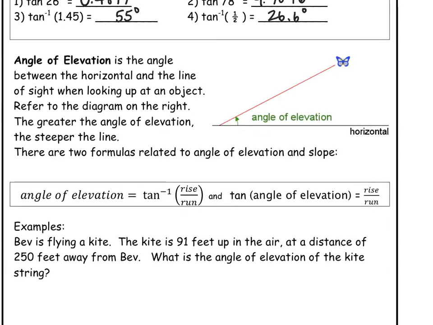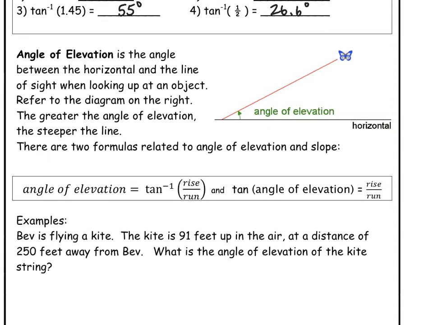So the angle of elevation is the angle between the horizontal and the line of sight, okay? So the angle between the horizontal and the line of sight when you're looking up. The greater the angle of elevation, the steeper the line, okay? So here's my horizontal, and when I'm looking up at something, I create an angle of elevation, okay? So the steeper the line, well then, this is also related to slope, okay?